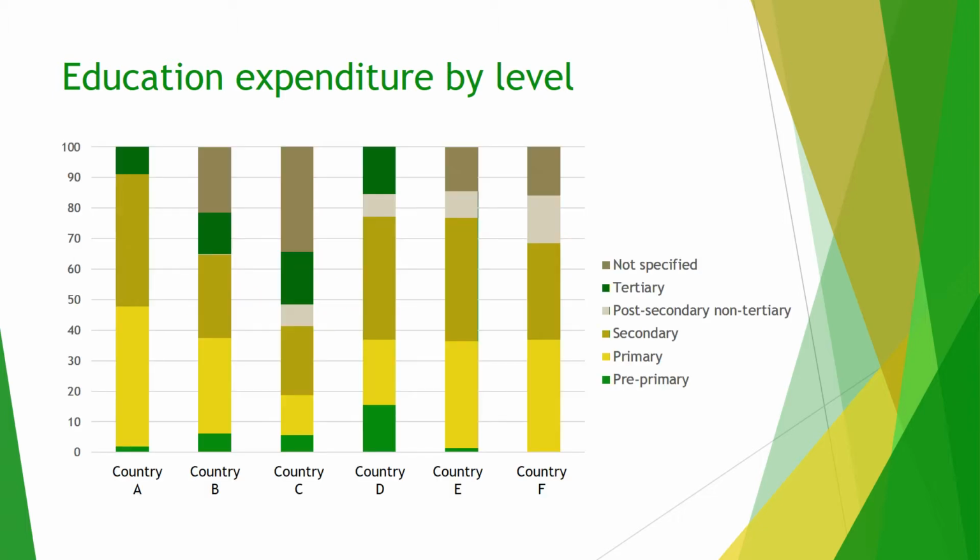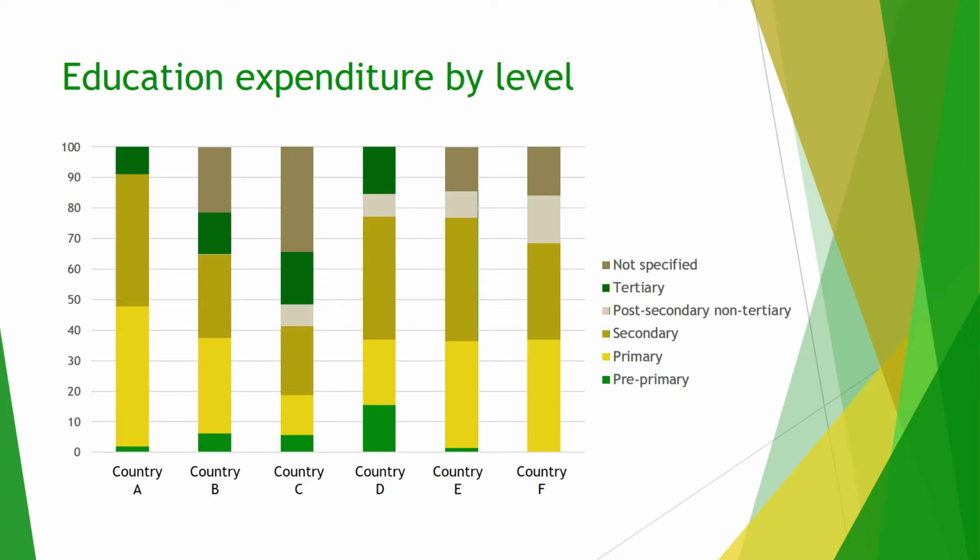If we look at this example of OECS countries and their education expenditure by level, we'll see that the distribution by level differs not noticeably between countries. This data is extracted from the UIS database, the UNESCO Institute of Statistics database, which compiles, among other indicators, data on education expenditure.